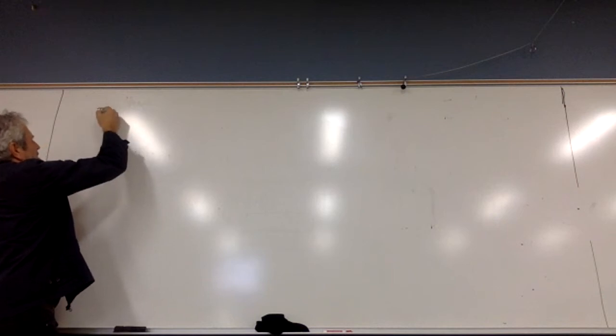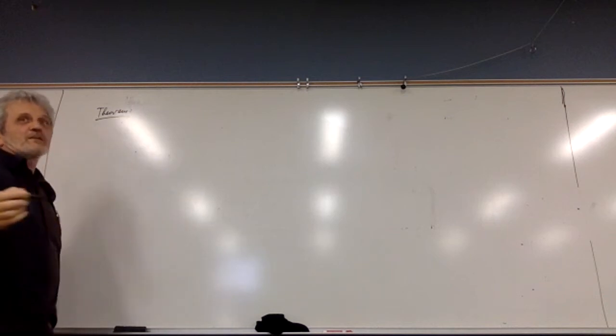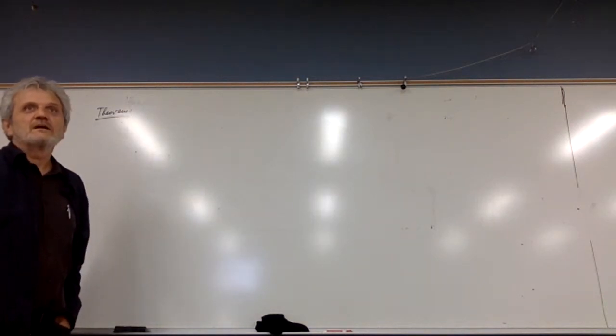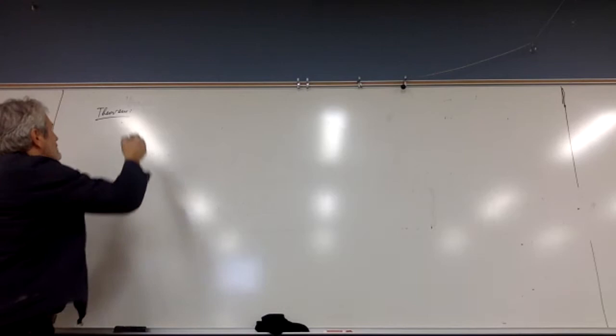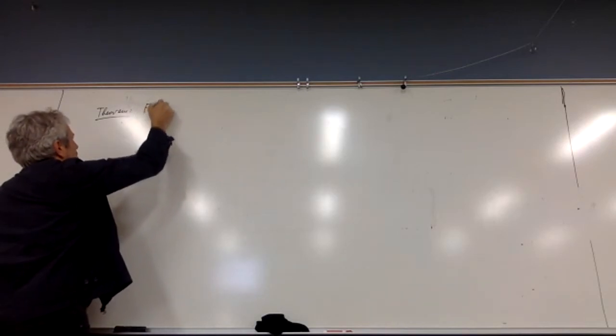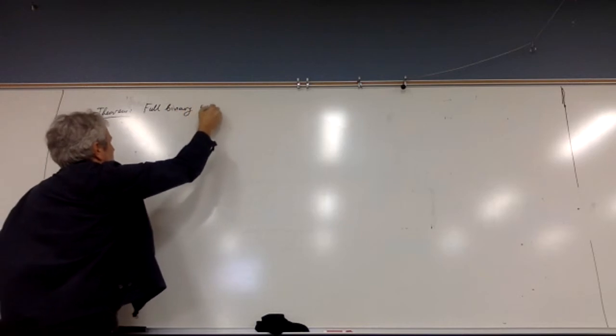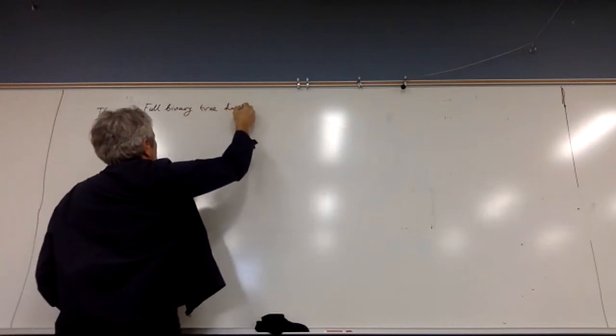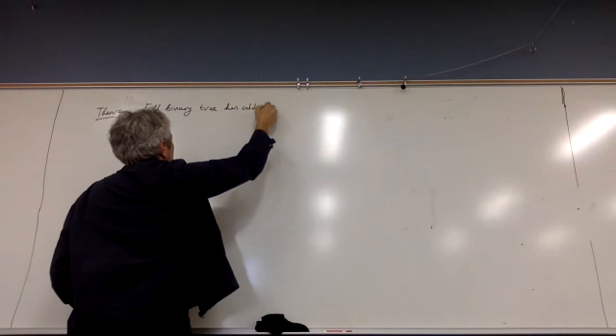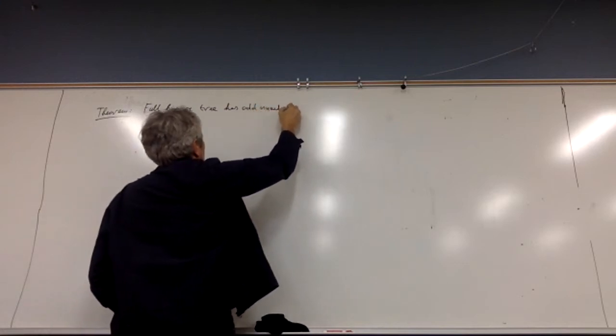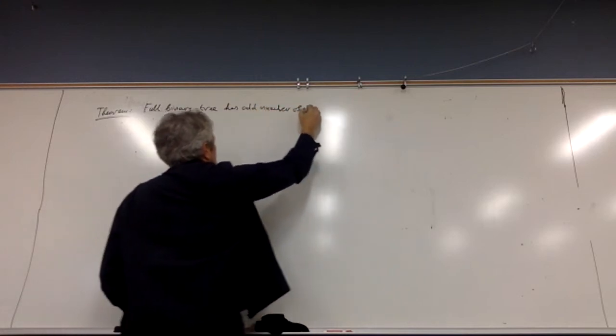So, the theorem. What would that be? A full binary tree has an odd number of vertices.